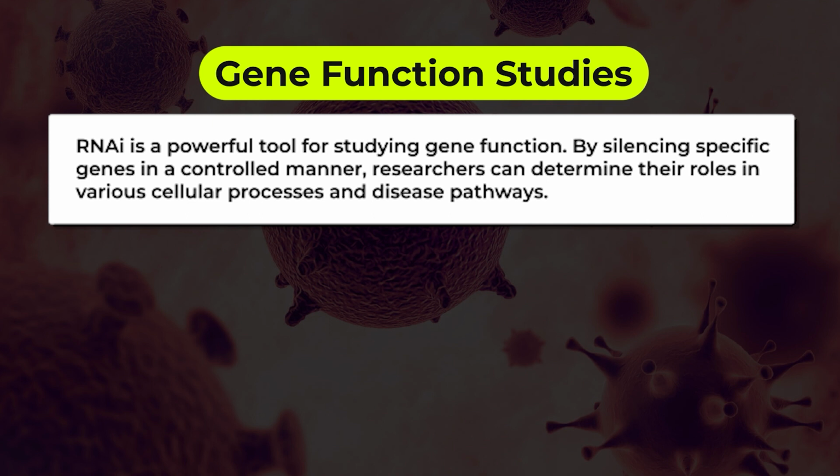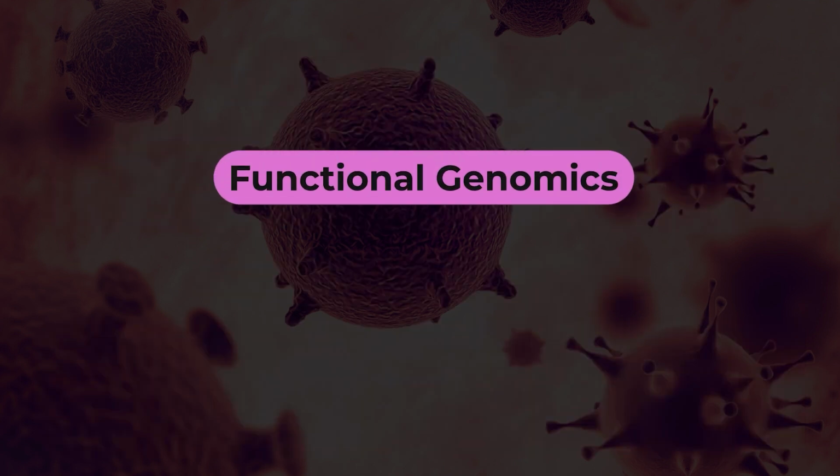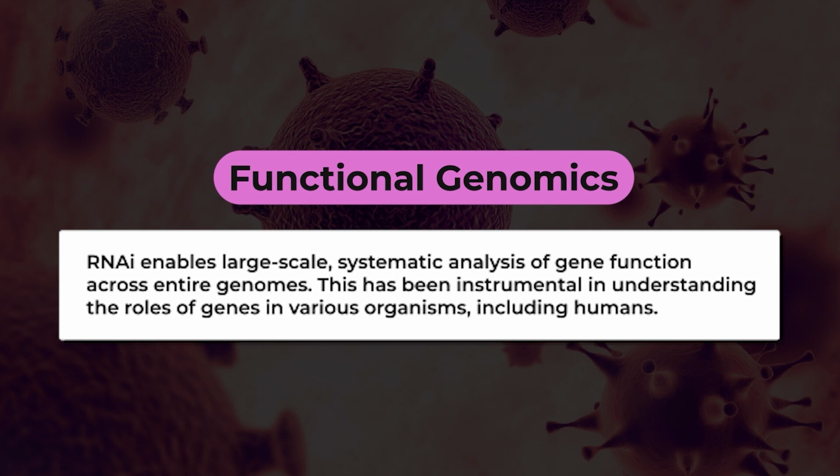Next is drug target validation. Identifying and validating potential drug targets is a very crucial step in drug discovery. RNA interference technology can be used selectively to silence candidate genes to assess their impact on disease progression, helping the people who are working on drug discovery to prioritize targets for drug development. Again, a very important application for drug discovery. Next is functional genomics. RNA interference enables large-scale systematic analysis of gene function across the entire genome. This has been instrumental in understanding the role of genes in various organisms, including humans.